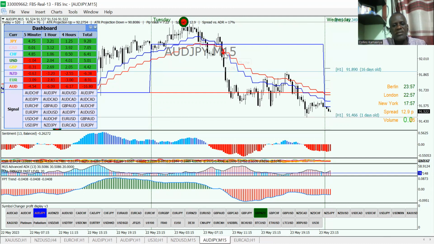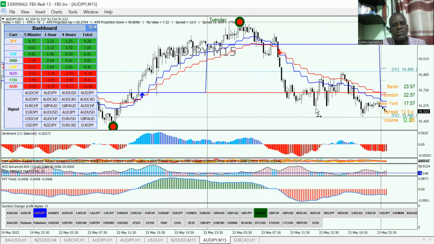From here, that's when the crossover took place. So your entry was on this candle. And then you doing all those pips.